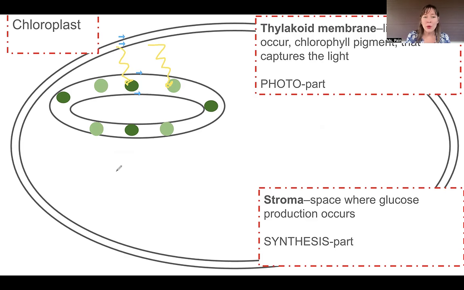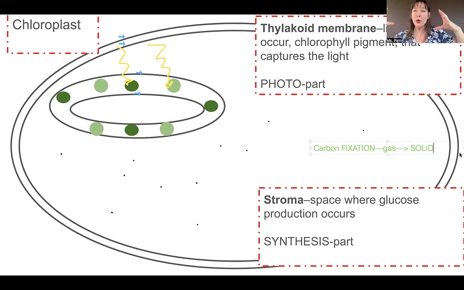Then we've got the stroma. So I've only drawn one thylakoid. We know there's many, but all in this part of the stroma, all this stuff here, this is where the synthesis occurs. So this is where the carbon dioxide from the air comes in, gets fixed, goes through a process of carbon fixation, which is taking a gas into a solid. And I'm going to turn it into a glucose molecule. So that happens in the stroma.